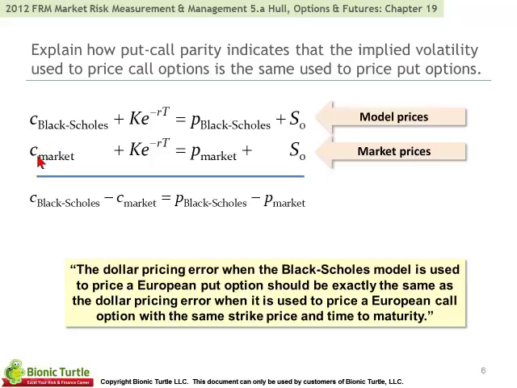This call market price, that's the one we would observe traded in the market. We wouldn't necessarily expect it to match the model price for several reasons, including that the model doesn't include technical factors. But then if we do a subtraction here, Hull's point is that the dollar pricing error when the Black-Scholes model is used to price a European put option should be exactly the same as the dollar pricing error when it is used to price a European call option with the same strike and time to maturity.